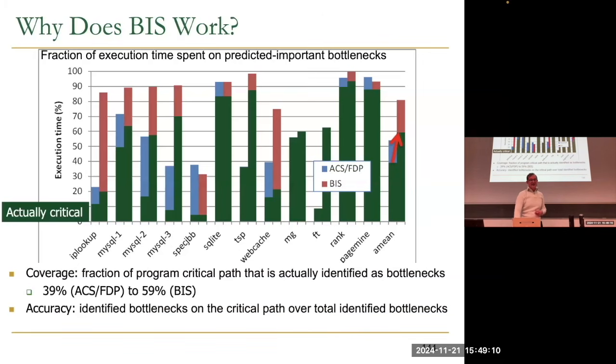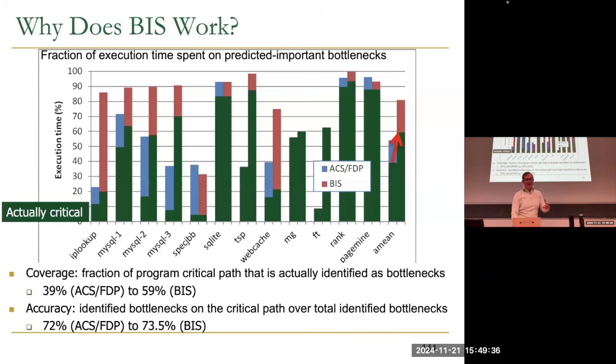And accuracy is the identified bottlenecks that are on the critical path over total identified bottlenecks, which is basically total identified bottlenecks is this blue bar, and the green bar's fraction is about 72%. With bottleneck identification of scheduling, we increase coverage while keeping accuracy almost the same. Okay, that's the best we could do with the accuracy analysis. It may not be very easy to do this analysis.